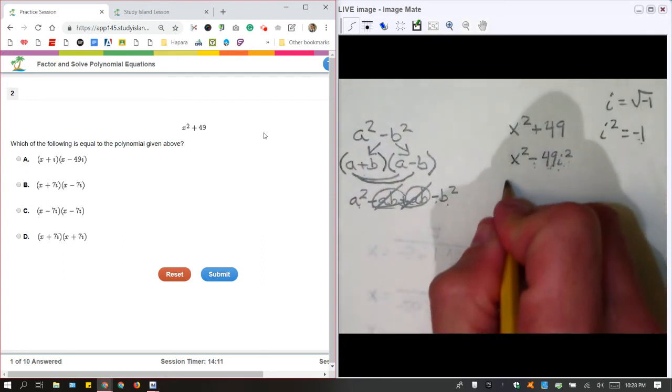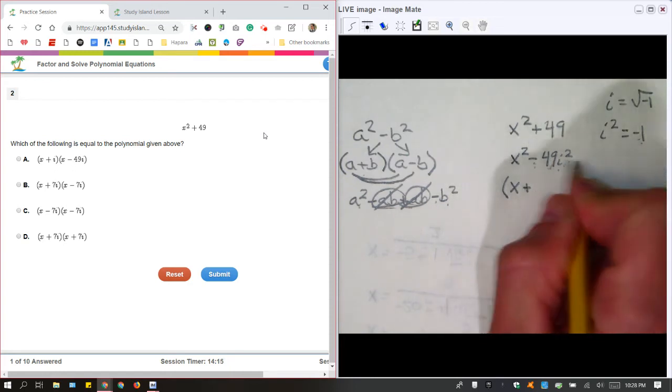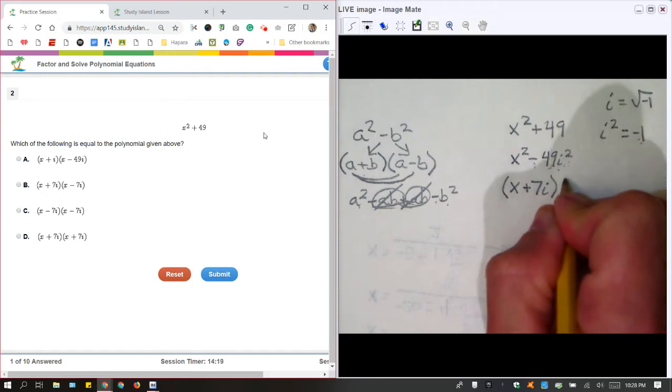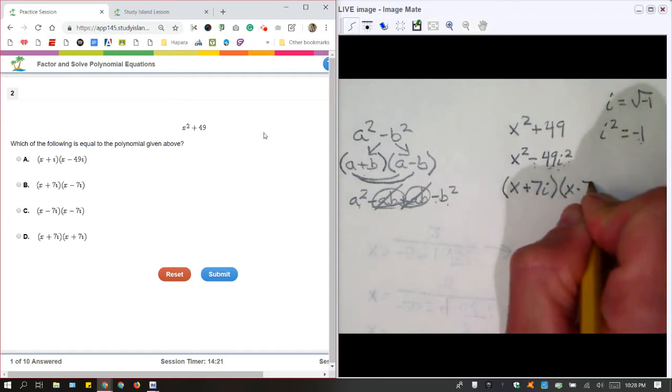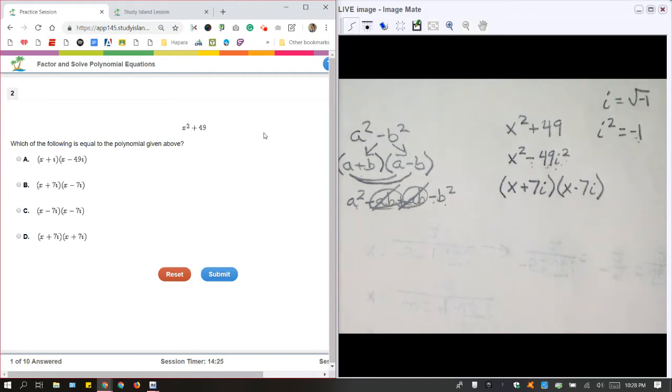So I can break it up into the product of two binomials, x plus, and then what's the square root of 49i squared? 7i. So x plus 7i and x minus 7i. That is the product of two binomials that is equal to x squared plus 49. So then we go over here and we take a look for it, and x plus 7i and x minus 7i. There it is.